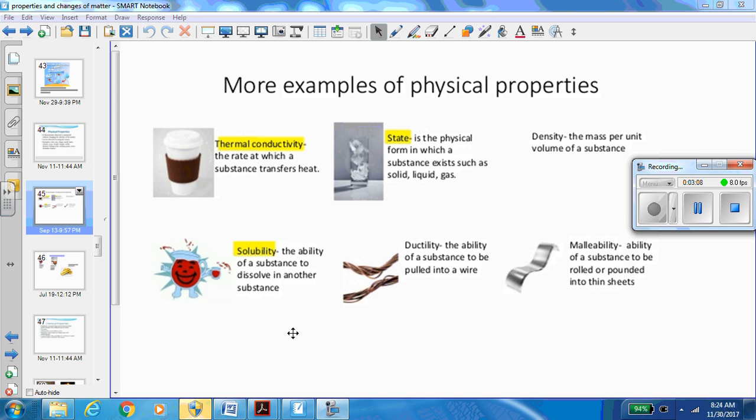And then malleability, which is the ability of a substance to be rolled or pounded into a thin sheet. Something like this might be aluminum that's used to make aluminum foil. They have to take it and pound it down into a sheet of aluminum foil. So you could say aluminum is malleable. Ductility, whenever, for example, if they're using copper to make wires, you could say copper is ductile. But all of these are physical properties, which just simply means that these are properties that I can observe or measure without having to change the identity of the matter.